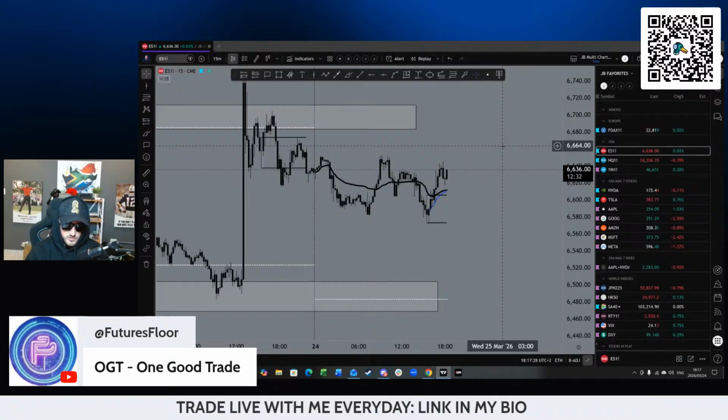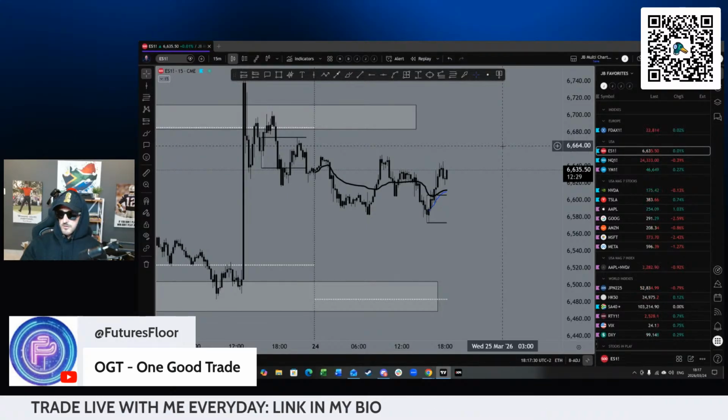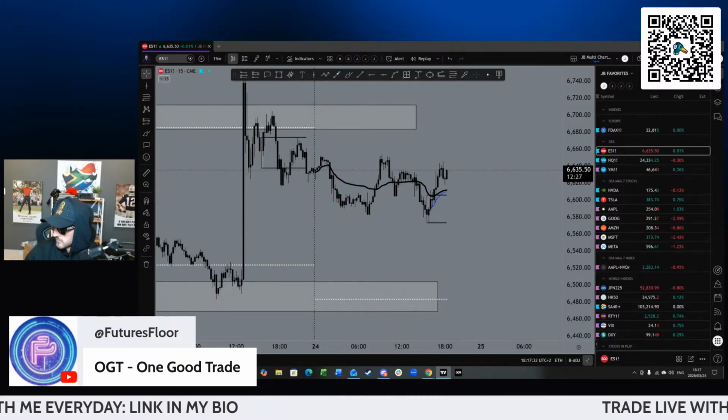See how we're basing out here. So I really do like these longs in continuation. Unfortunately, I've locked out my accounts for the day.